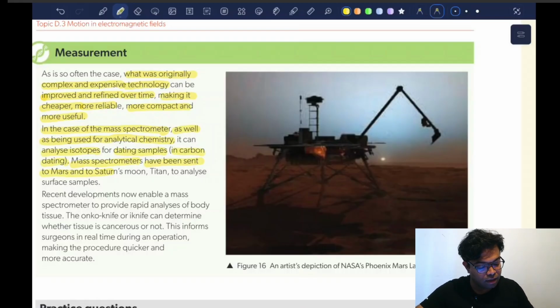Okay. Now, how many pages are left now? Okay, only two more pages left.